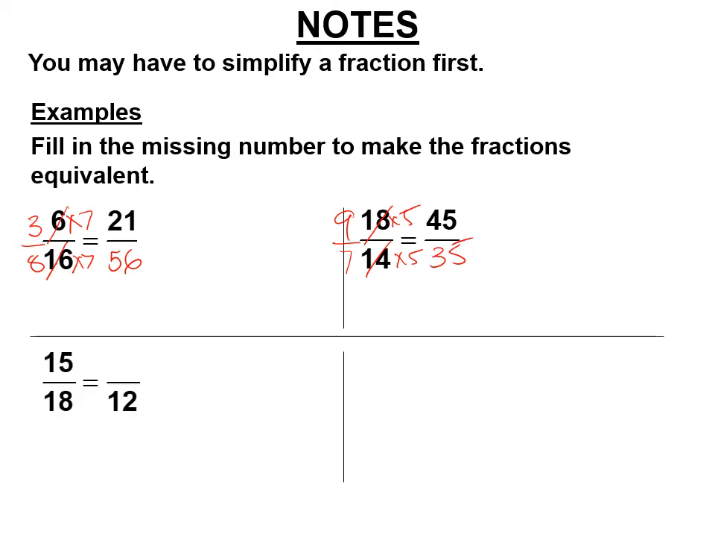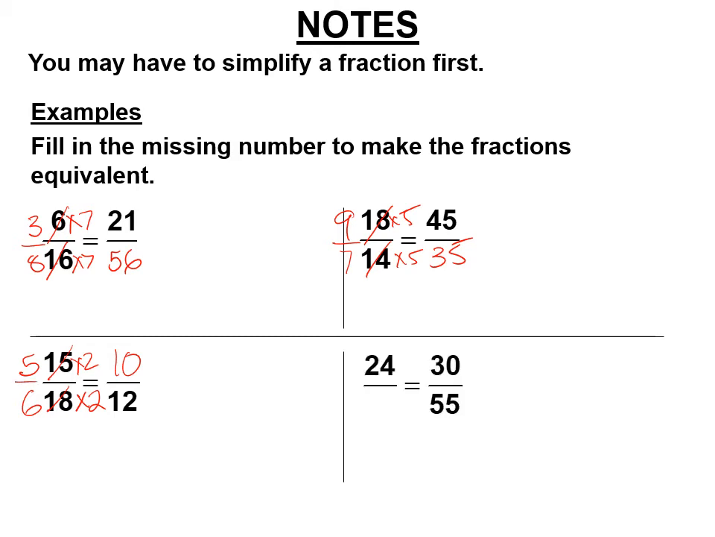All right, 18 doesn't go down to 12, but I can simplify this, I think, by 3. 15 divided by 3 is 5. 18 divided by 3 is 6. Oh, 6 times. And notice, don't write divide or multiply here until you've simplified, right? Because you might think it's division at first, but it turns out to be multiplication once you've simplified it. So it's 6 times 2, not 6 times 3. 6 times 2 is 12, and 5 times 2 is 10. So 15 18ths equals 10 12ths.